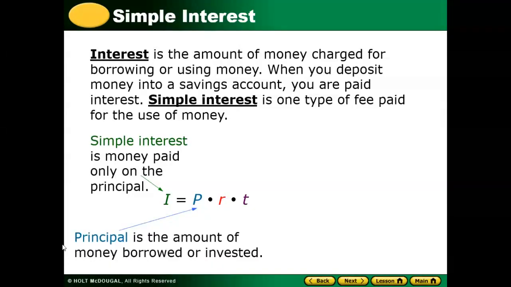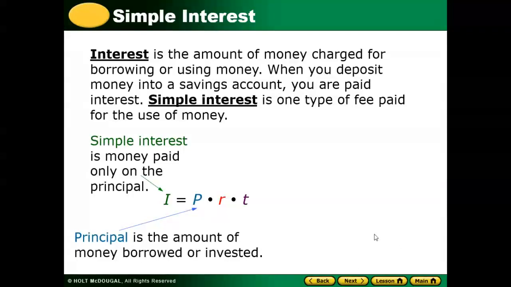P is the principal, and that's the amount of money we've borrowed or we've invested. But usually in these questions, we're going to look at the amount of money borrowed, so that's without any interest. Let's say it was a car loan or something. The principal is the amount of money that's been borrowed.